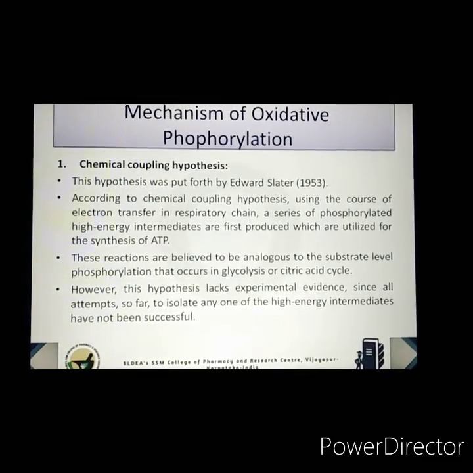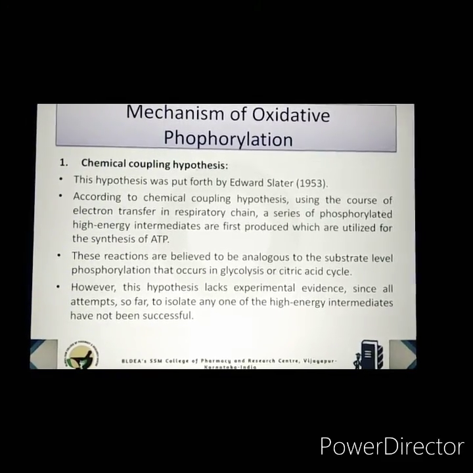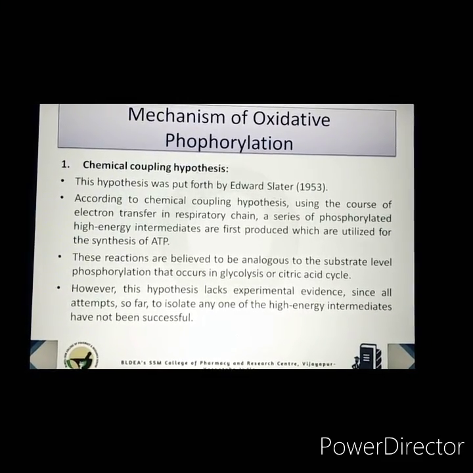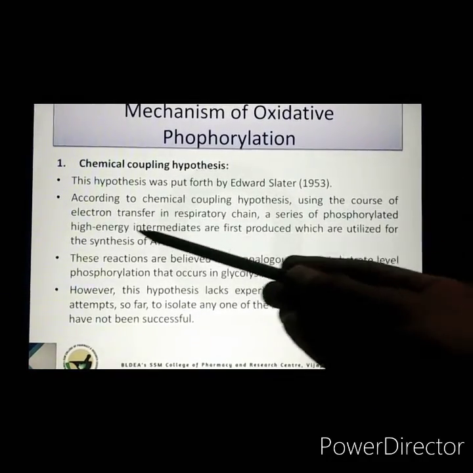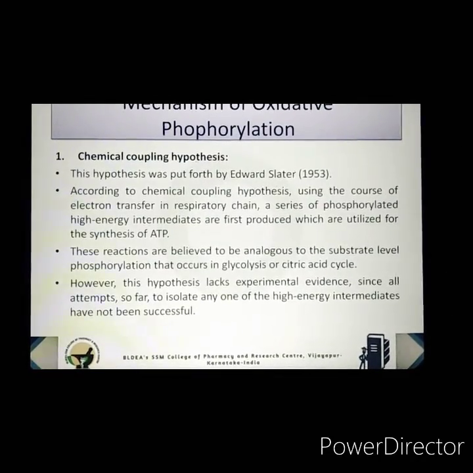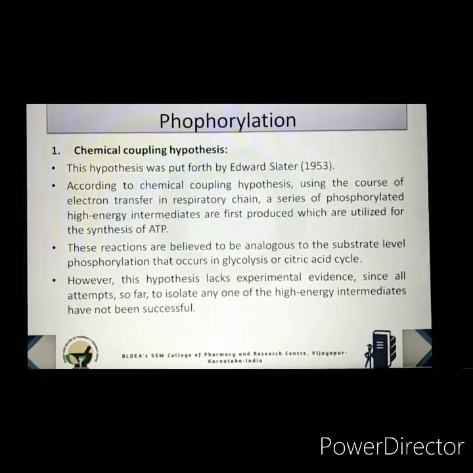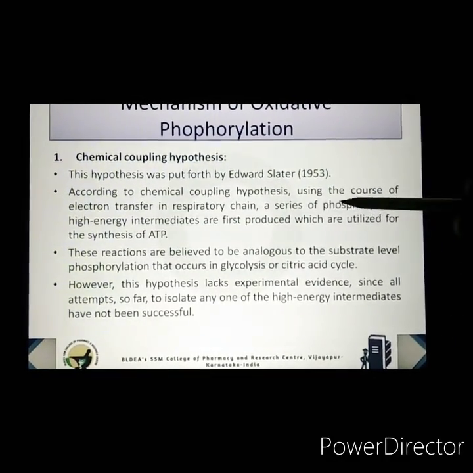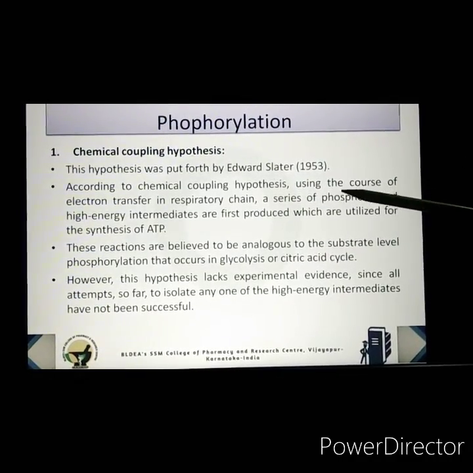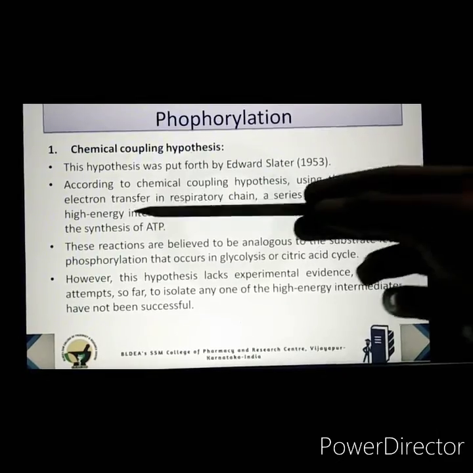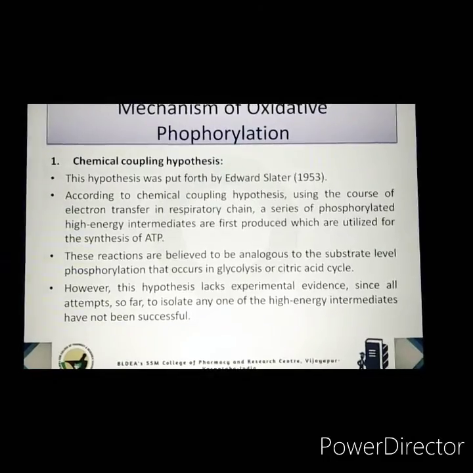So as we have learned in the high energy compounds in the bioenergetics topic, phosphoenol pyruvate is also one of the high energy compounds. According to this chemical coupling hypothesis, Edward Slater assumed that these high energy intermediates are first phosphorylated. Whatever energy is utilized for phosphorylation of such high energy intermediates, that energy is only responsible for synthesis of ATP.